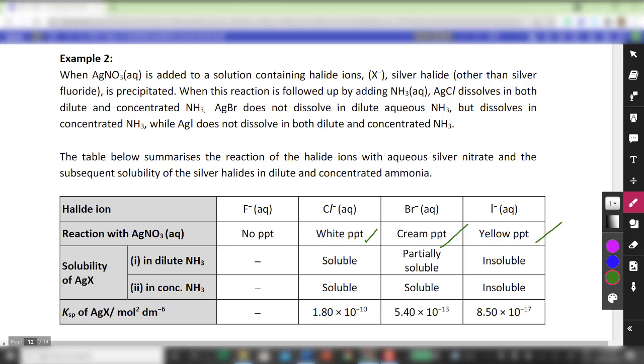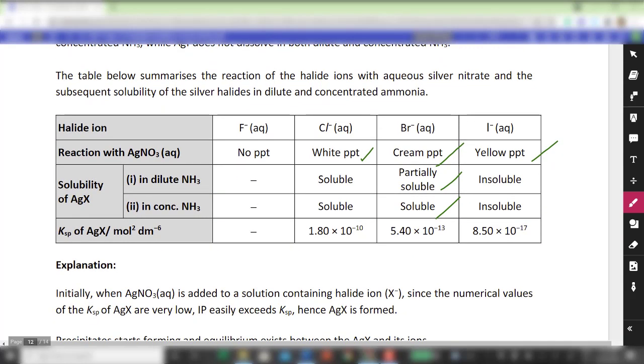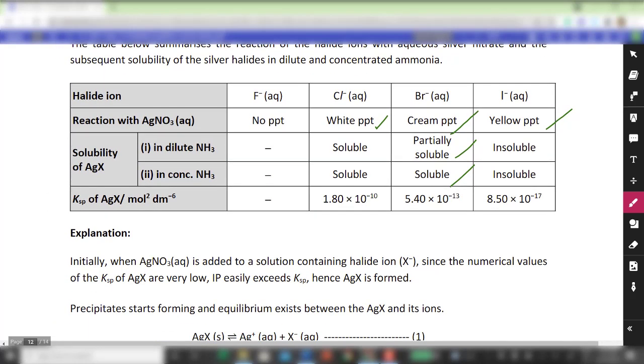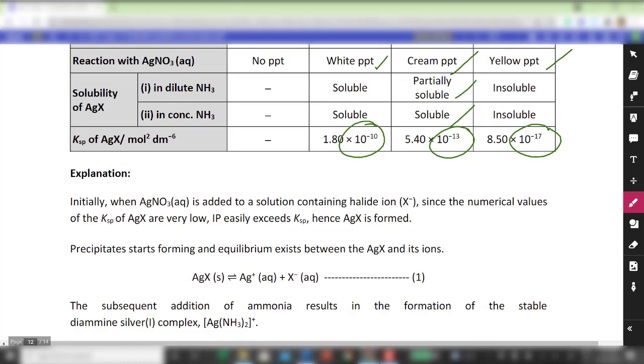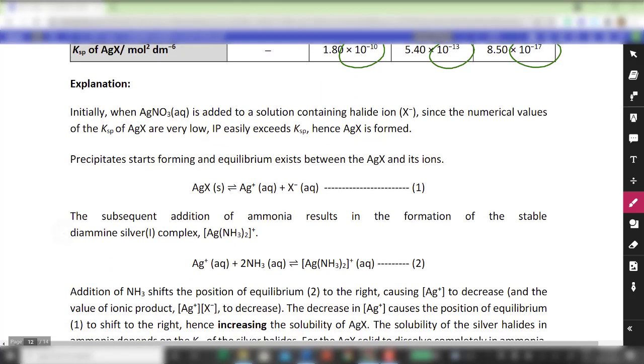Okay, and then for silver bromide, partially soluble in dilute ammonia, but soluble in concentrated ammonia. For silver iodide, insoluble in both. So this particular data is actually in your data booklet. It should be in the second last page, the page before the periodic table. So please go and take a look. And you notice that this has got to do with the value of Ksp as well. The Ksp value for silver iodide is in the region of 10 to the power minus 17, but that of silver chloride is in the region of 10 to the power minus 10. So the bromide is actually in between. Okay, so the explanation can be found here.